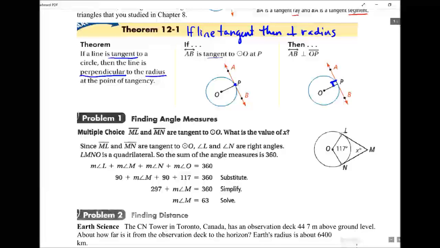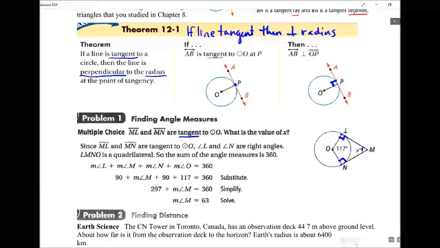It says that segment ML and segment MN are tangents to circle O. Okay, so if we look here, we know that these two lines are tangent. Here's our point of tangency, and look at that. We have a radius coming out, and we can draw a radius anywhere on our circle. So we know that a tangent line and a radius are going to be perpendicular to each other, and we want to know what is the value of x.